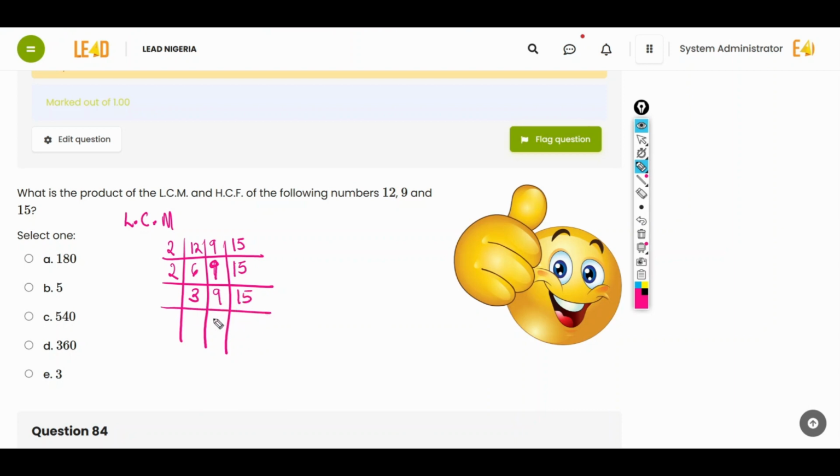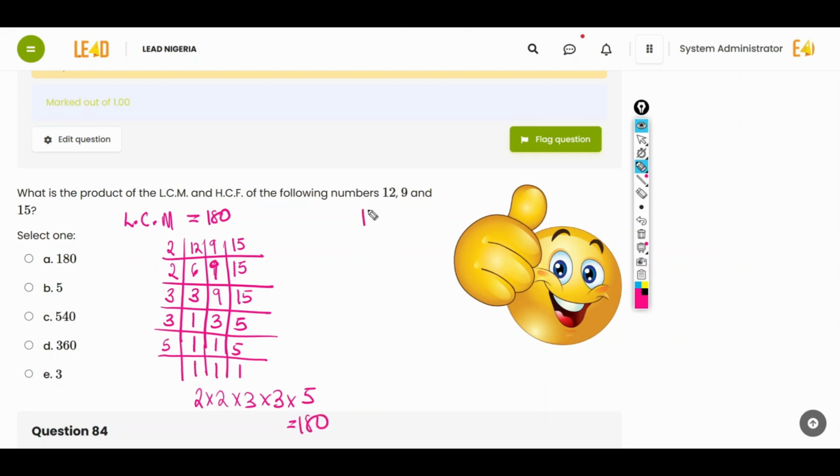All right, so nothing can be divided by 2 anymore, so we have to pick up 3. So 3 in 3 is 1, 3, 5. We pick up 3 again, 1, 1, 5. And finally, we pick up 5. We have 1, 1, 1. So our LCM is 2 times 2 times 3 times 3 times 5. This is 4, 12, 36, 180. All right, so the LCM is 180.